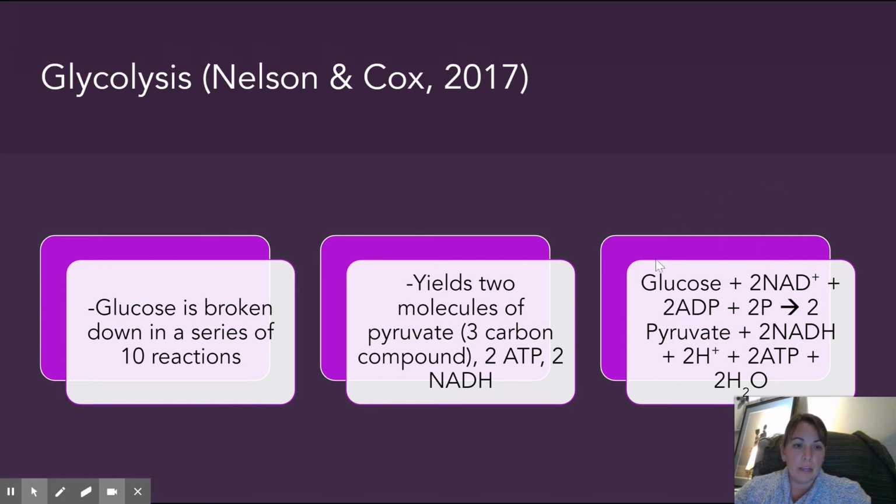Here we have the reaction that occurs in the glycolysis cycle. Glucose plus 2 NAD and 2 adenine diphosphates plus 2 phosphorus results in the formation of 2 3-carbon pyruvates, 2 NADH, which will be transported to the area of the mitochondria where electron transport occurs, 2 hydrogen, 2 ATP, and 2 molecules of water. And this is per glucose molecule.